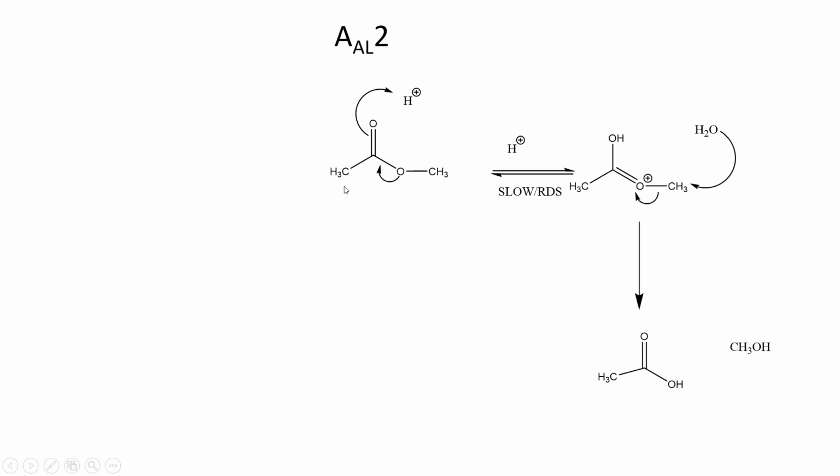After that we will see the AAL2 mechanism, that is acid catalyzed alkyl bond cleavage bimolecular reaction. Here this one is the RDS step, where simultaneously oxygen attracts H plus and the other alkyl oxygen throws its lone pair, and this happens simultaneously, for which the rate depends on substrate as well as H plus, and the whole reaction becomes bimolecular. After that water will add to the alkyl group, and you can see the mechanism here.